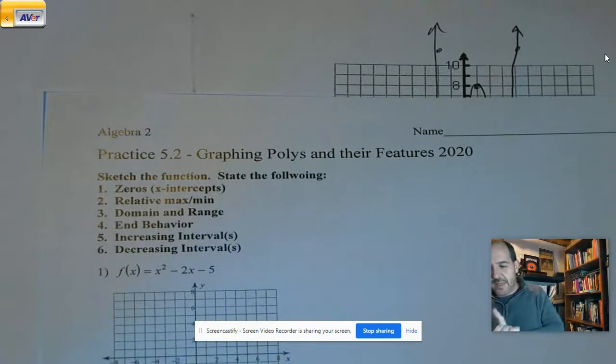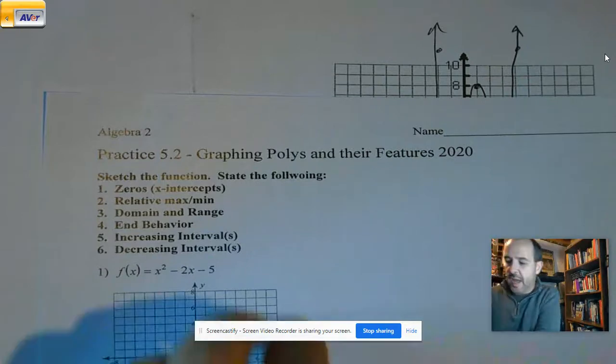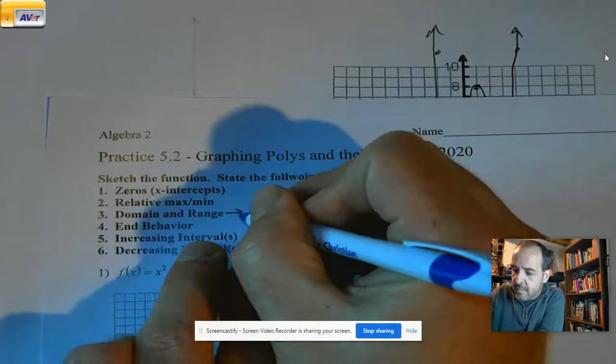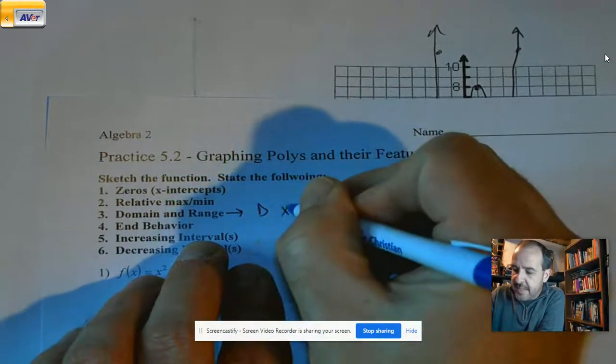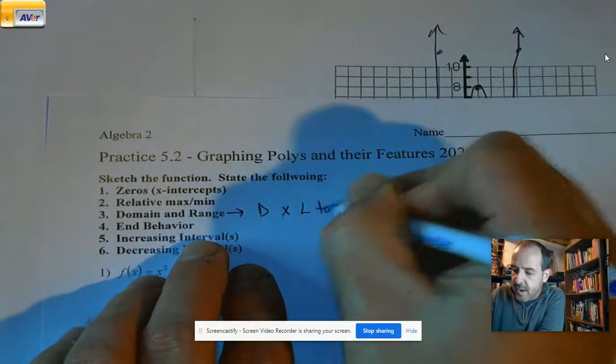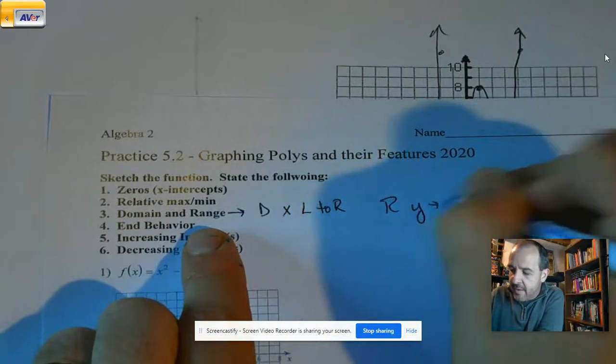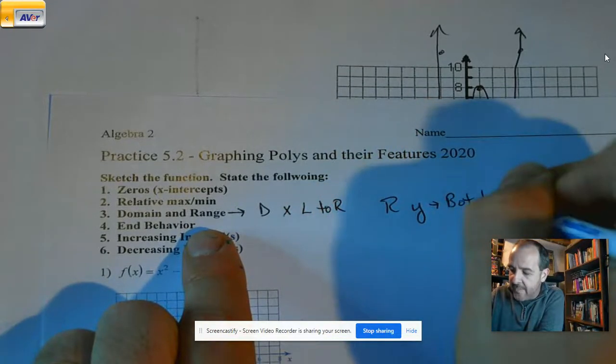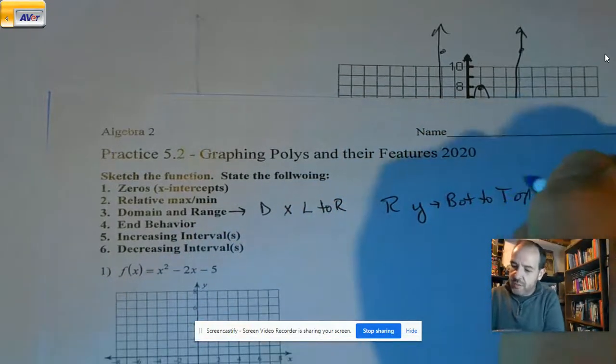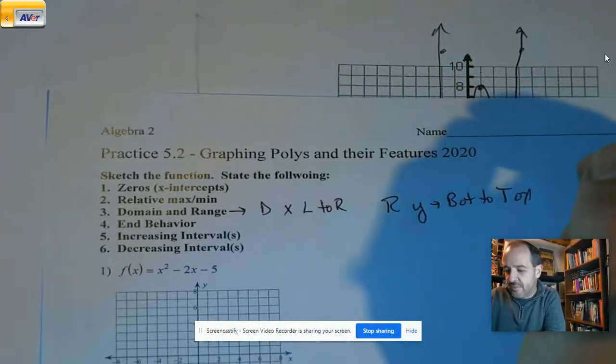Now, stop and think about this for a minute. Domain is x's from left to right. Range is y from bottom to top. And yes, am I going to do the first one with you? Am I really that nice of a guy? Well, we'll see.